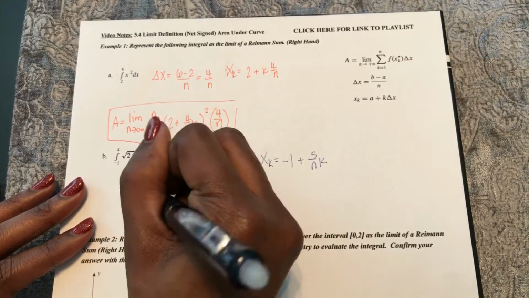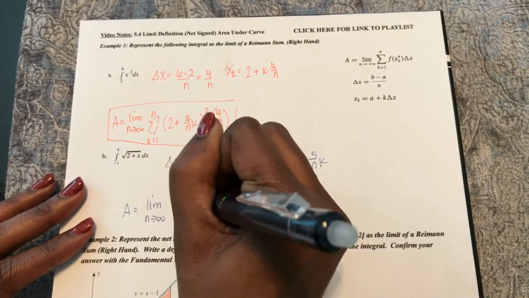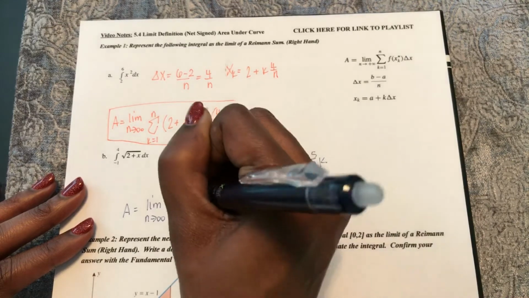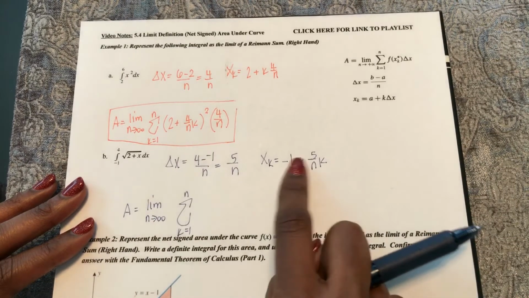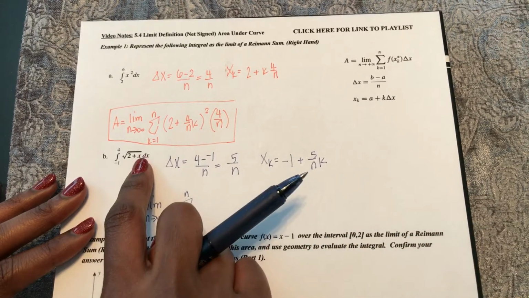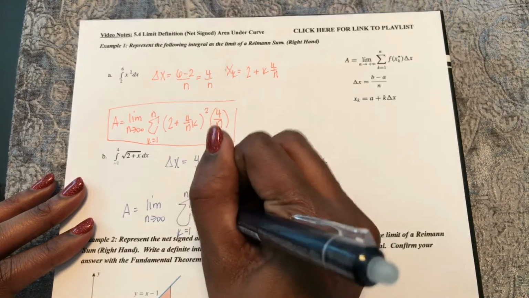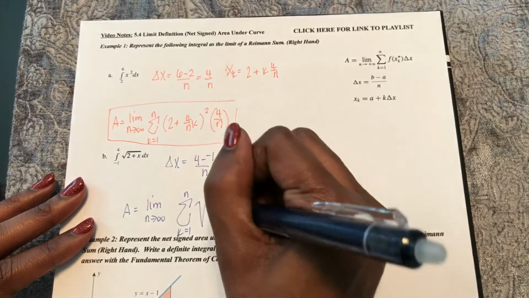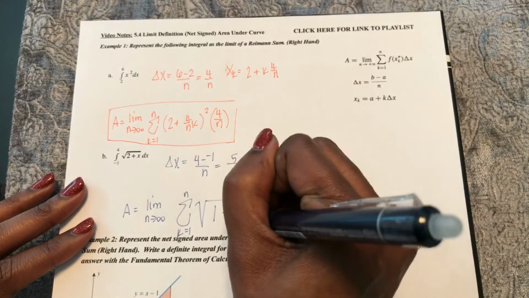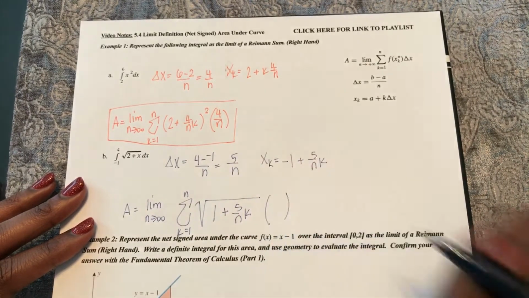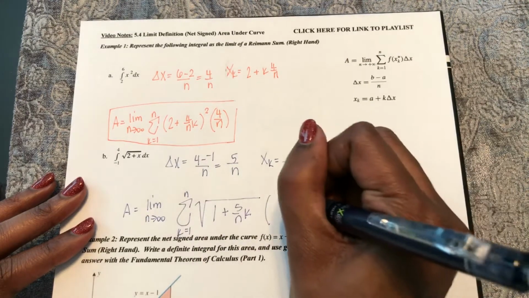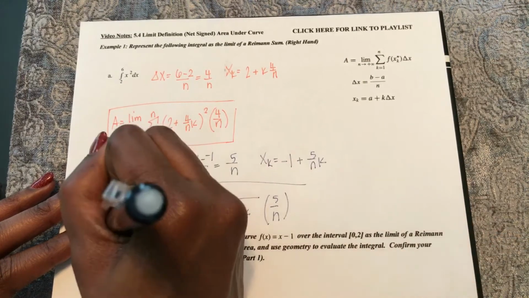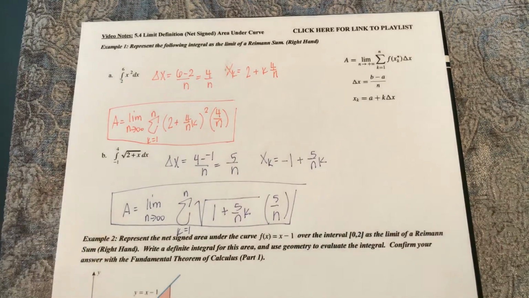Area equals the limit as n approaches infinity, sum from k equals 1 to n. Now I need to take this x value and plug it in for this one in this equation. So it's going to be square root of 2 plus negative 1, which is 1, plus 5 over n k. And this is all going to be multiplied by the base of each of my rectangles, 5 over n. So that is the limit definition for the area under a curve.